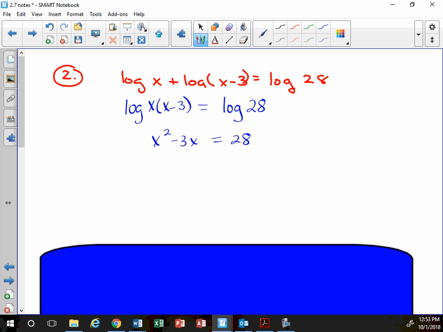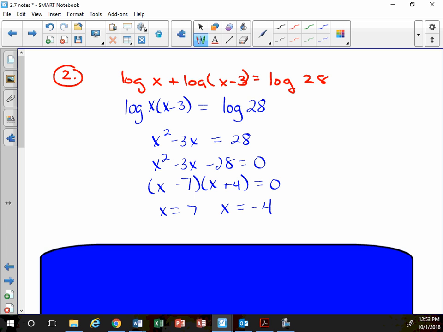And at this point, we're just solving a quadratic. So x squared minus 3x minus 28 equals 0. We can factor: x minus 7, x plus 4. We get two answers, x equals 7 and x equals negative 4. Do they both work? No.